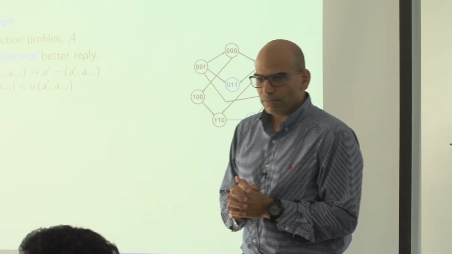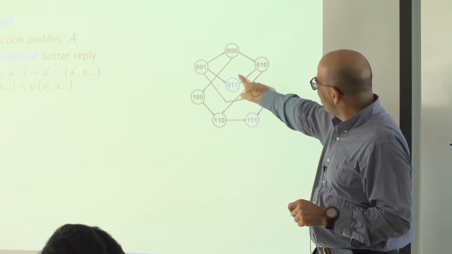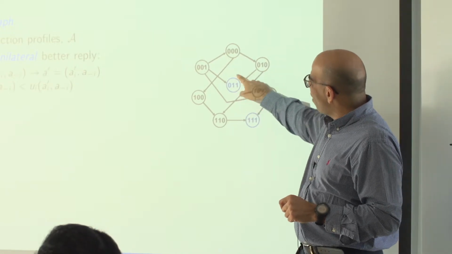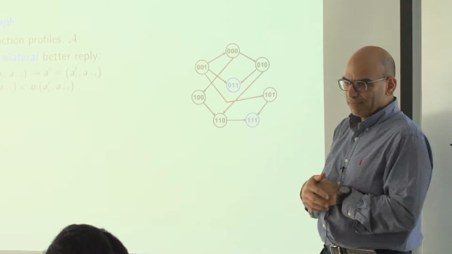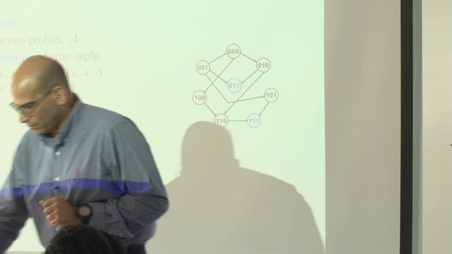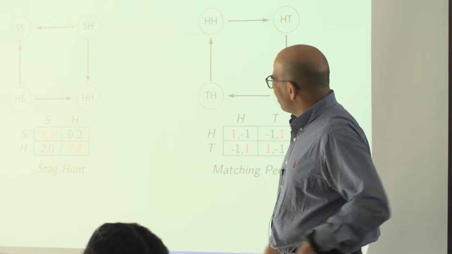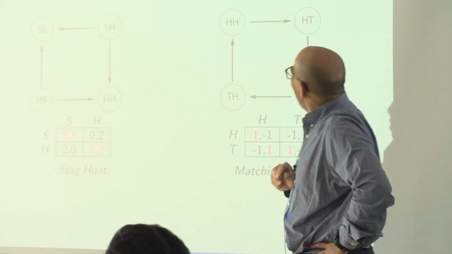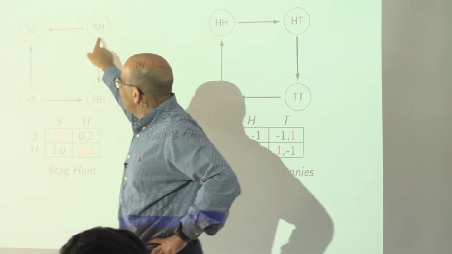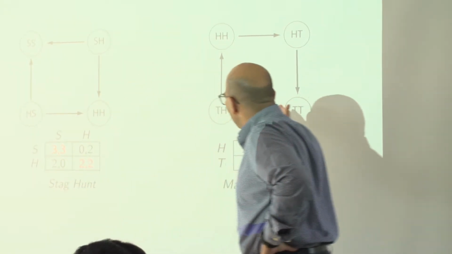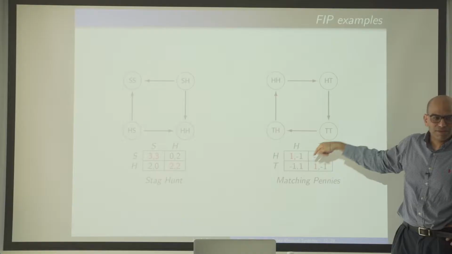Why don't we have an arrow from 011 to 111? From 011 to 111. And the way this was drawn, there's no outgoing arrow here. That means that this is a Nash equilibrium. There's no outgoing arrow at all. So it turns out that this is the better reply graph for stag hunt, and it has 2 Nash equilibria. This is the better reply graph for matching pennies, and it doesn't have any Nash equilibrium. It cycles. Okay.